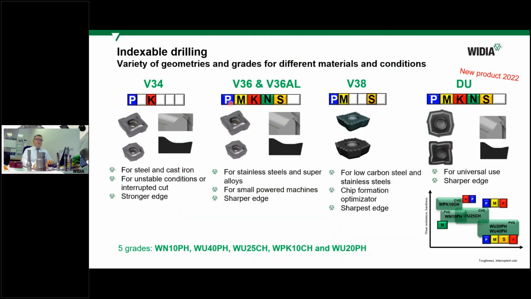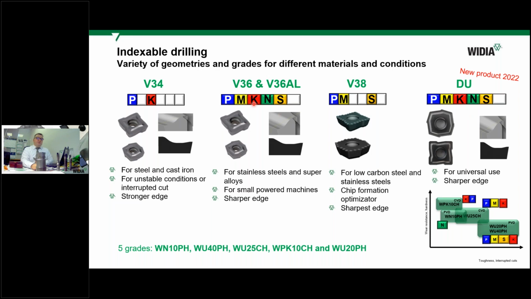Another advantage, we can place a lot of different grades and chip breaking geometries in the periphery pocket and in the central pocket. This allows us to use the same tool body on different materials: steel, cast iron, stainless steel, aluminum, and also some hardened materials. We will see the video now.